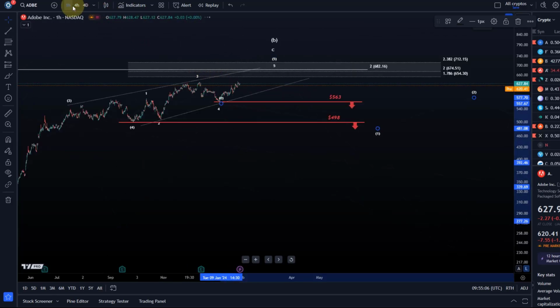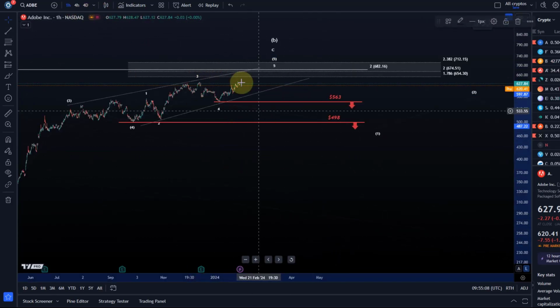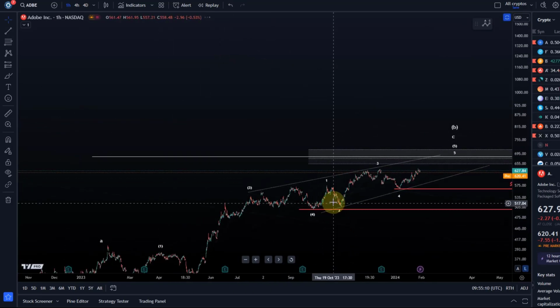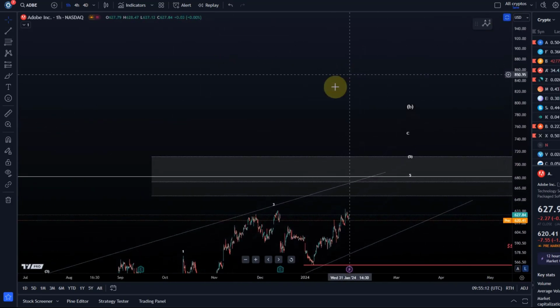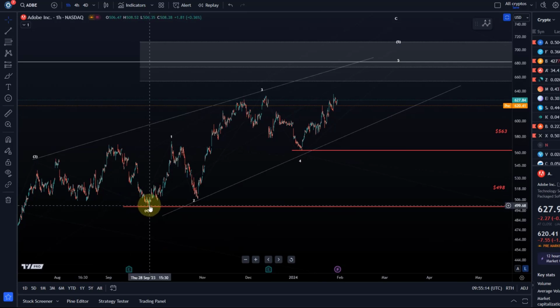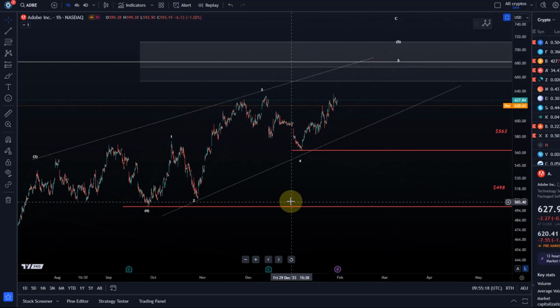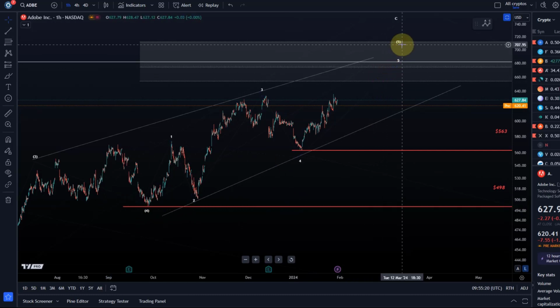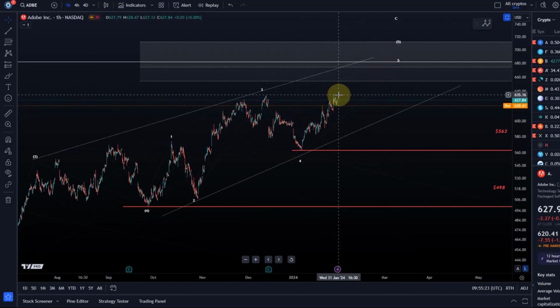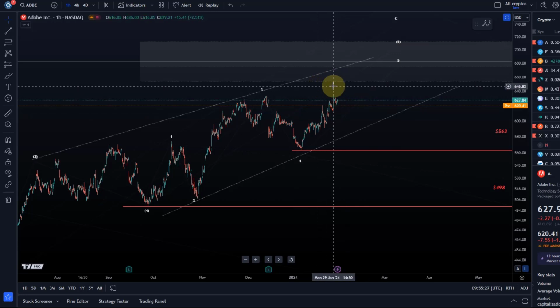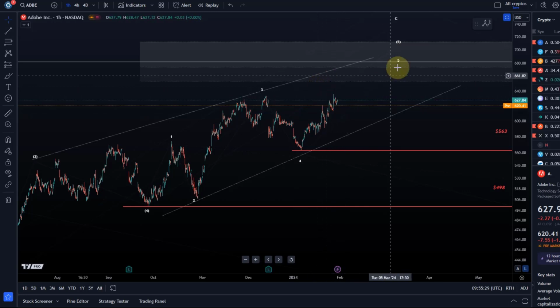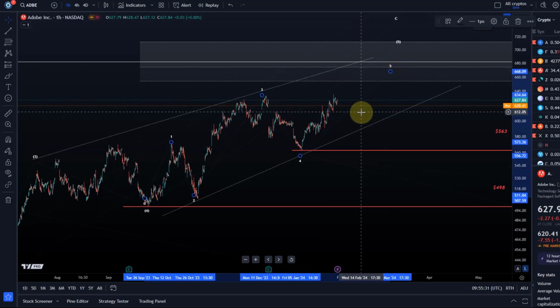Now looking at the 1-hour chart, I think it might get a few more squiggles higher. Obviously micro counts are unreliable, but here we see that it might be working on this ending diagonal. And yeah, one more high seems a reasonable expectation in this wave 5 of 5. It's just about trying to make one more high. This is for me a little bit too weak for a reliable wave 5 in this ending diagonal. That's my update about Adobe.